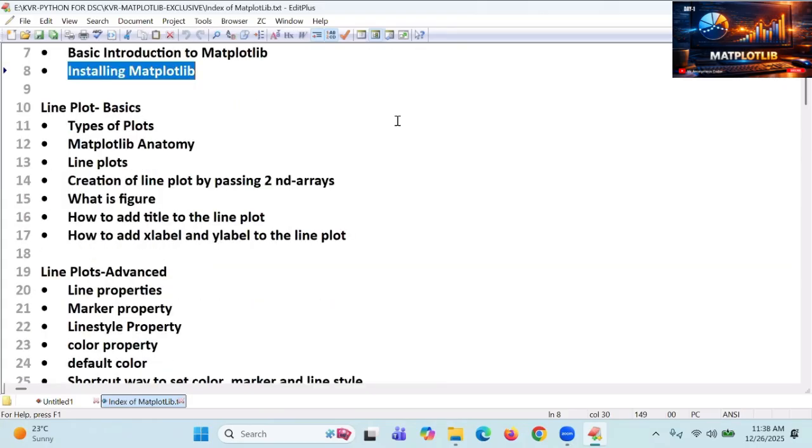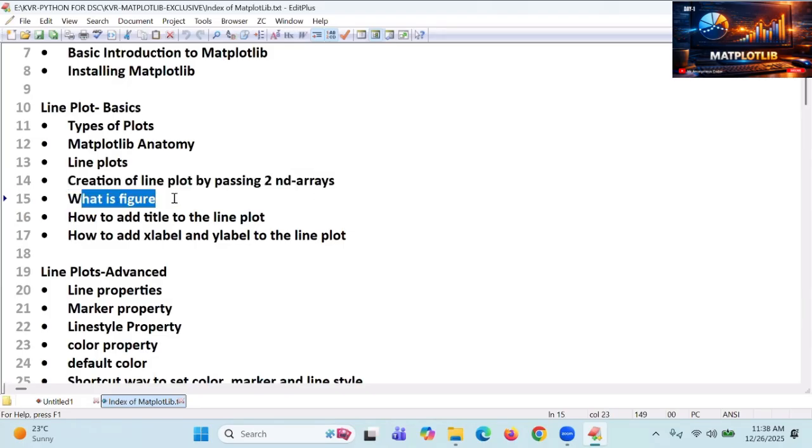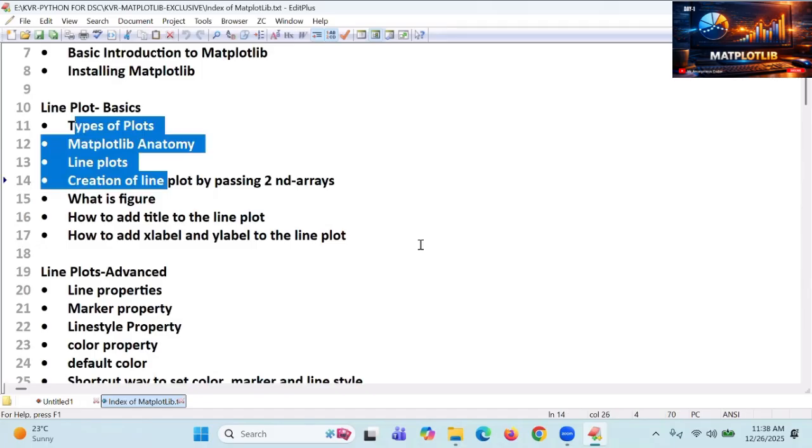Next, how many types of plots are there? Plot means what? Data visualization chart. Number one, what? Line plot. Spell out, line plot. Types of plots. Matplotlib anatomy, line plot, creating a line plot by passing a 2D array. What is the figure? How to add a title to the line plot? How to add X label, Y label to the line plot? These are all programmatical, I am going to do.